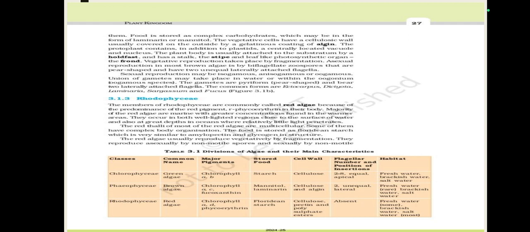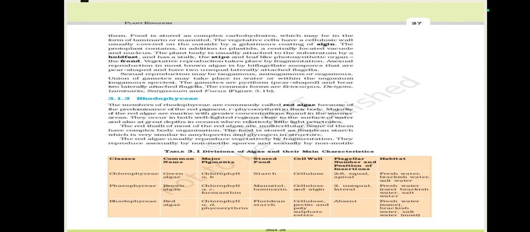Rhodophyceae. The members of Rhodophyceae are commonly called red algae because of the predominance of the red pigment, rhodophycoerythrin, in their body. The majority of the red algae are marine, with greater concentrations found in the warmer areas. They occur in both well-lighted regions close to the surface of water and also at great depths in oceans where relatively little light penetrates.